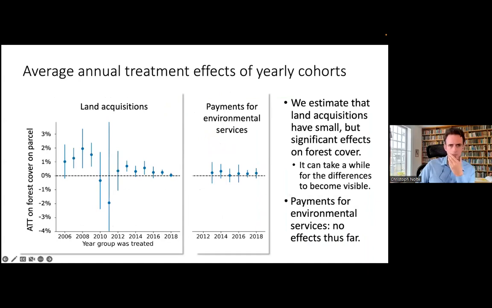So going to some first results, these graphs show the average treatment effect on the treated forest cover at the parcel level, and the left side of the graph shows the results for land acquisitions, and each one of these points shows a cohort year. So the group that was treated in the year on the x-axis. And you can see that there are significant effects where the confidence interval does not overlap with 0 for several cohort years in the land acquisitions group. But for the payments for environmental services, we don't see any significant impact so far.